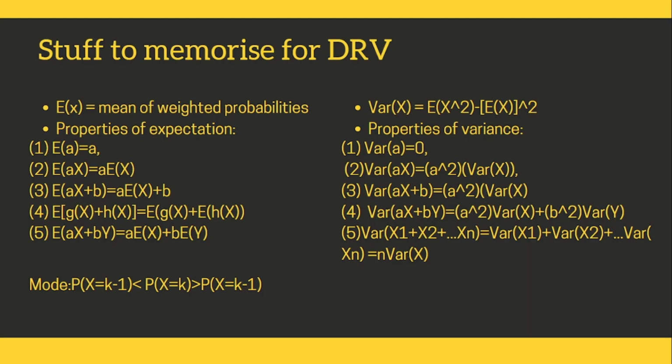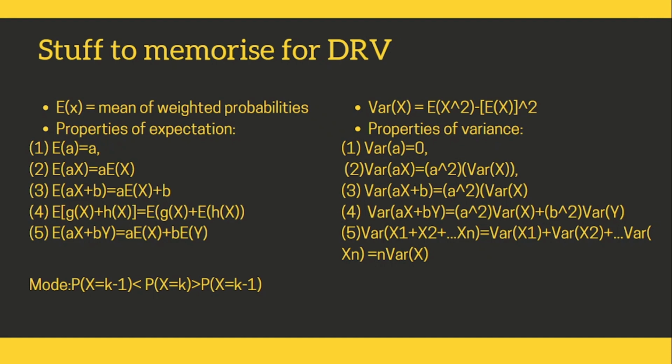This is some stuff that you should memorize for DRV. Basically, again, just the different properties of expectation and variance. Over time, these will become rather intuitive, so no need to worry about it. But just knowing it at the back of your mind should be good enough.